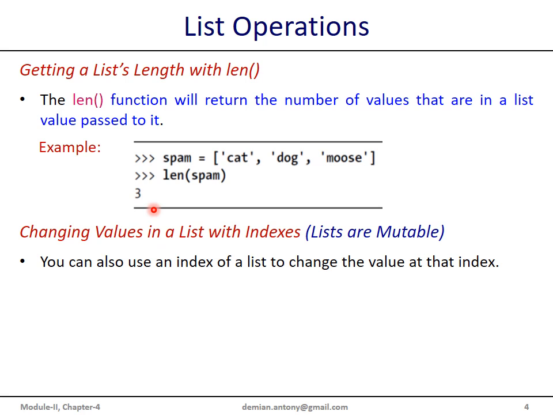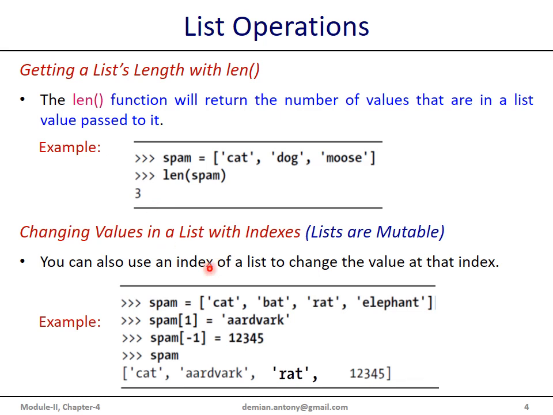Lists are mutable. It means that a value present in a list can be changed at runtime by specifying the index of that element. We can use the index operator along with the assignment statement to change the value of a given list.